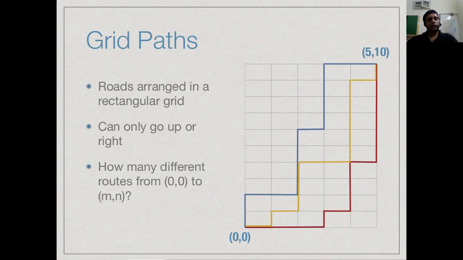But in general, I could have paths which overlap with other ones. So this yellow one partly overlaps with the blue in the middle over here, right? And then it overlaps with the red one over here, right? So we want to know how many such different paths are there from 0, 0 to m, n.